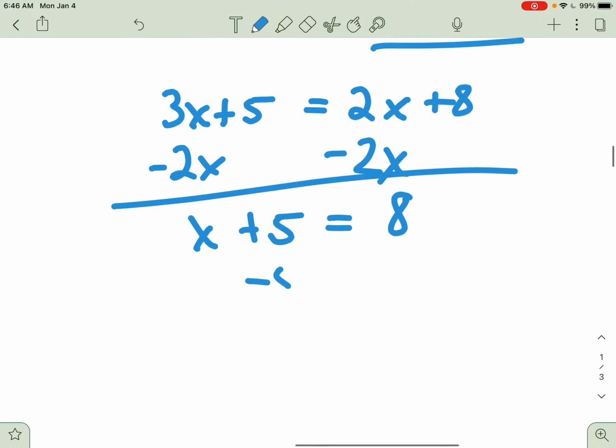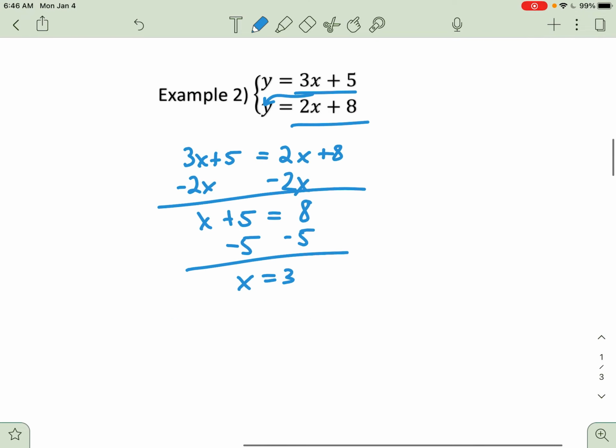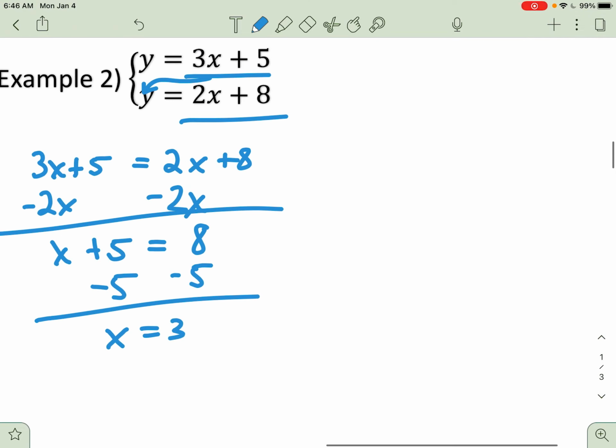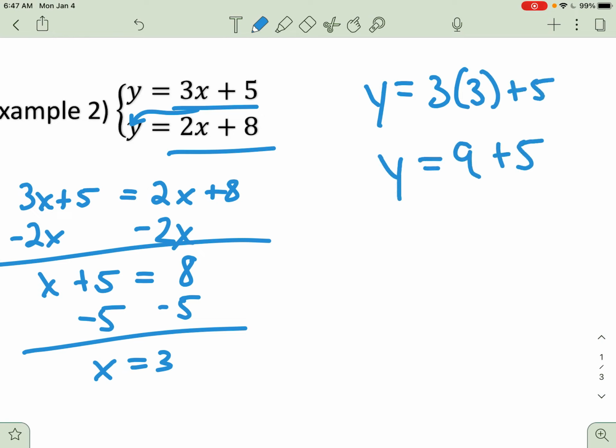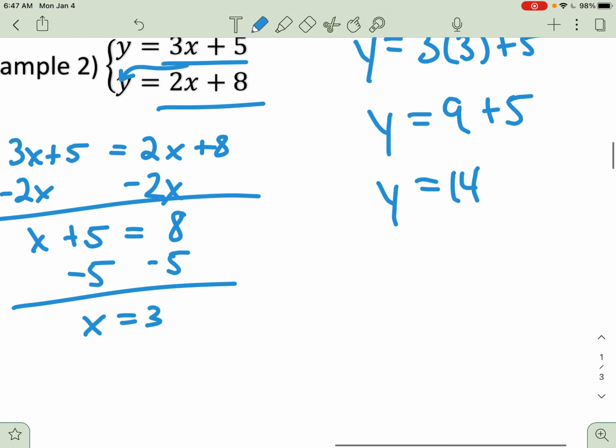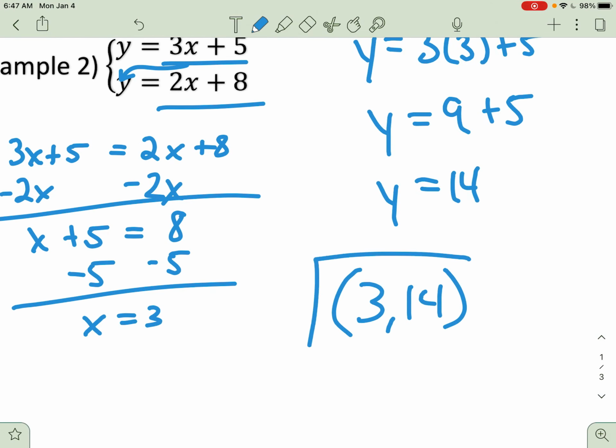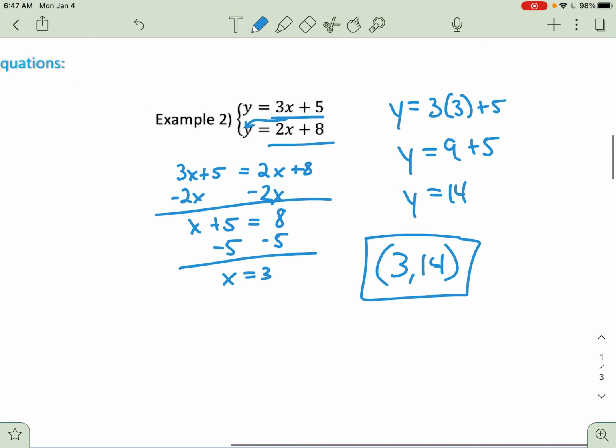Eight, and then subtract 5 from both sides. X is 3. Perfect. Okay, so I have my x value. Now, take that and plug it into either one of these. So since they both have some things being multiplied and added, I'm just going to pick the top one, but you could do the bottom one as well. Okay, my x value was 3, add 5. 9 plus 5, which is 14. So my solution that would satisfy both equations is 3 comma 14.